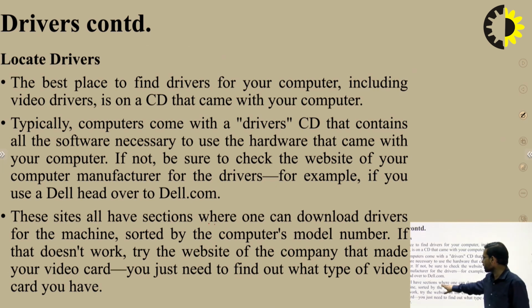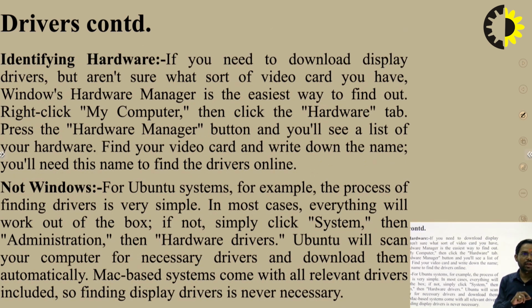These sites allow selection so that one can download a driver sorted by the computer's model number. If that doesn't work, then try the website of the company, and according to that we have to locate the driver. So with drivers, we have to identify the hardware, which hardware is there, using the device manager. Then, not Windows but an Ubuntu system, for example, the process of finding drivers is very simple. It can be done automatically: system administration, then hardware drivers, then we download automatically according to the hardware piece of software.